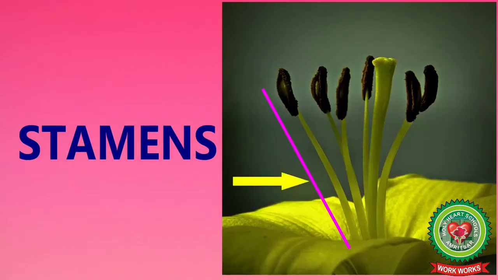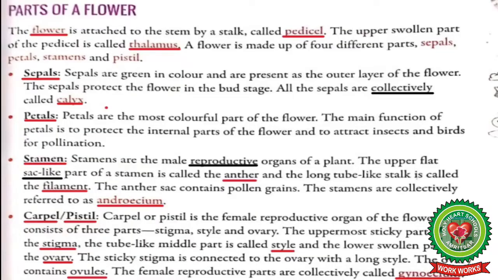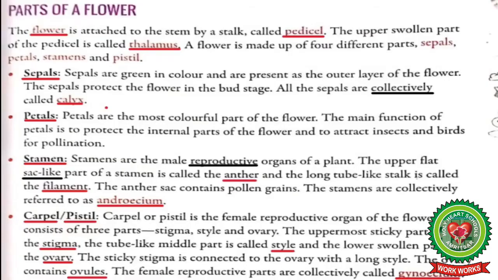Now, the next part is stamens. Stamens are the male reproductive part of a flower that contain anther and filament. Underline the word reproductive and write down its meaning, relating to the production of new life. The upper flat sac-like part of a stamen is called the anther and the long tube-like stalk is called filament. Now underline the word sac-like and write down its meaning, bag-like structure. Now underline the word anther and write down its definition.